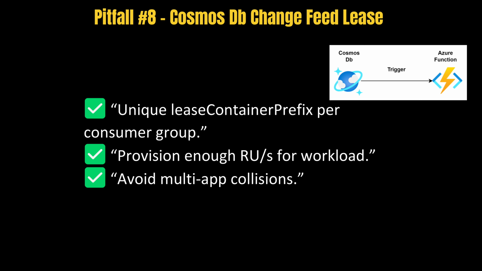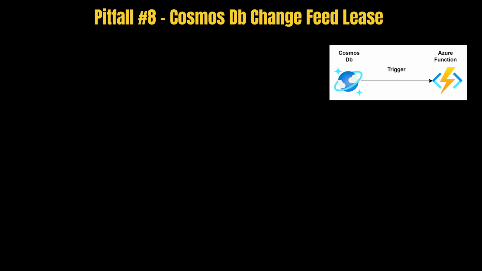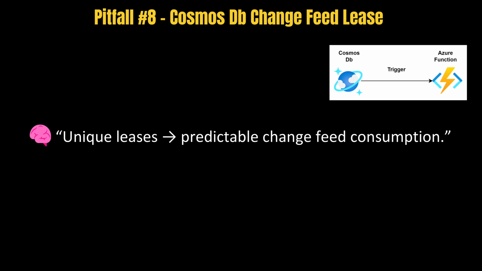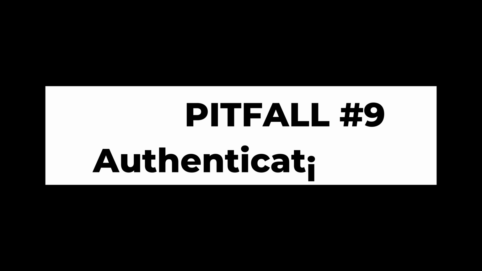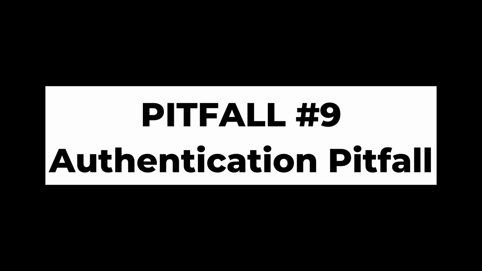Lease control is event control. With the Cosmos DB change feed, leases are everything. They are the gatekeepers of your event stream. Mismanaged leases mean duplicate storms. Properly isolated leases mean predictable, scalable processing. Unique leases mean predictable change feed consumption. Leases ensure exactly once processing, but no lease can save you if your function can't even authenticate. That's coming up next, the authentication pitfall.